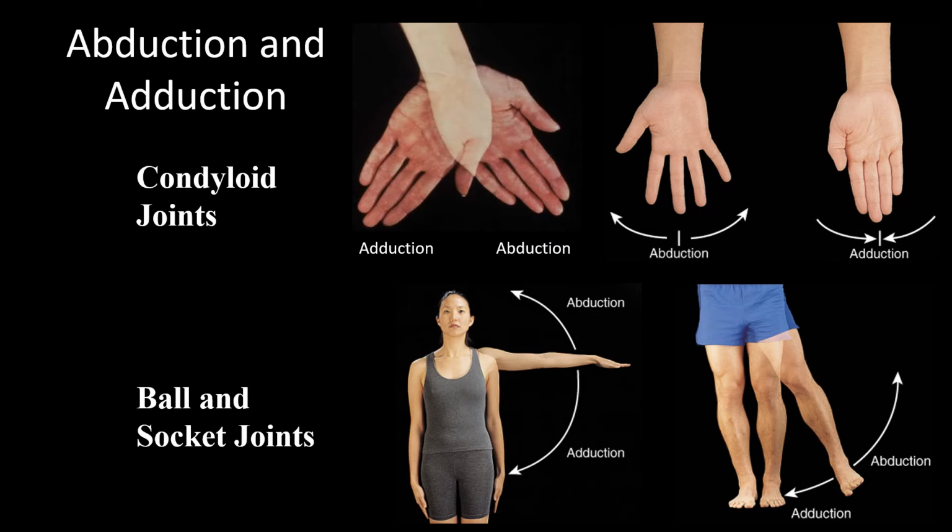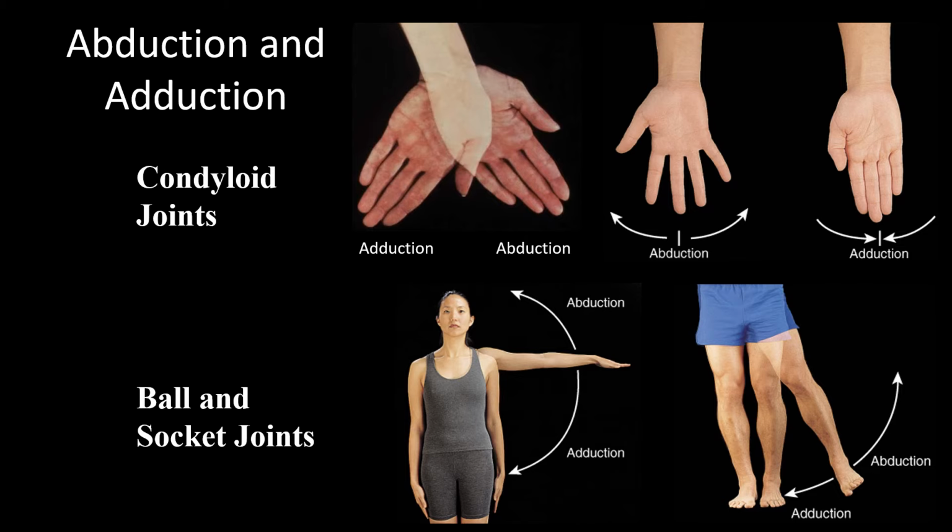Recall from Biology 111 that a condyloid or ellipsoid joint allows for free movement in two planes, but it does not allow for rotation. If you rotate your hand, that rotation is not actually occurring at the wrist. Instead, that motion is the result of your radius rotating and motion occurring at the elbow joint.